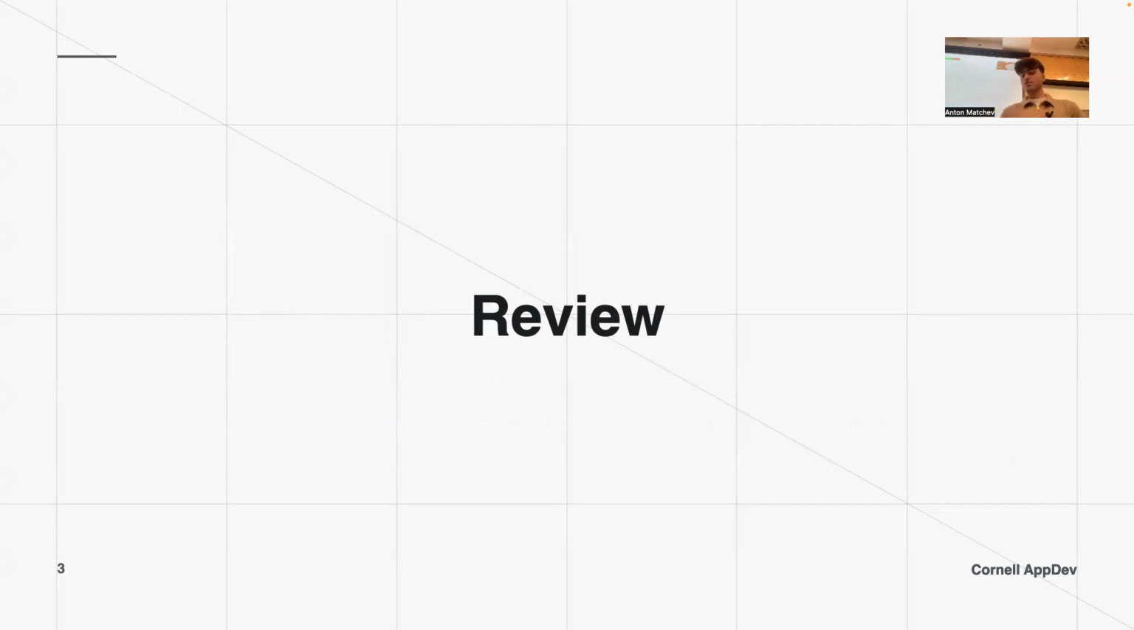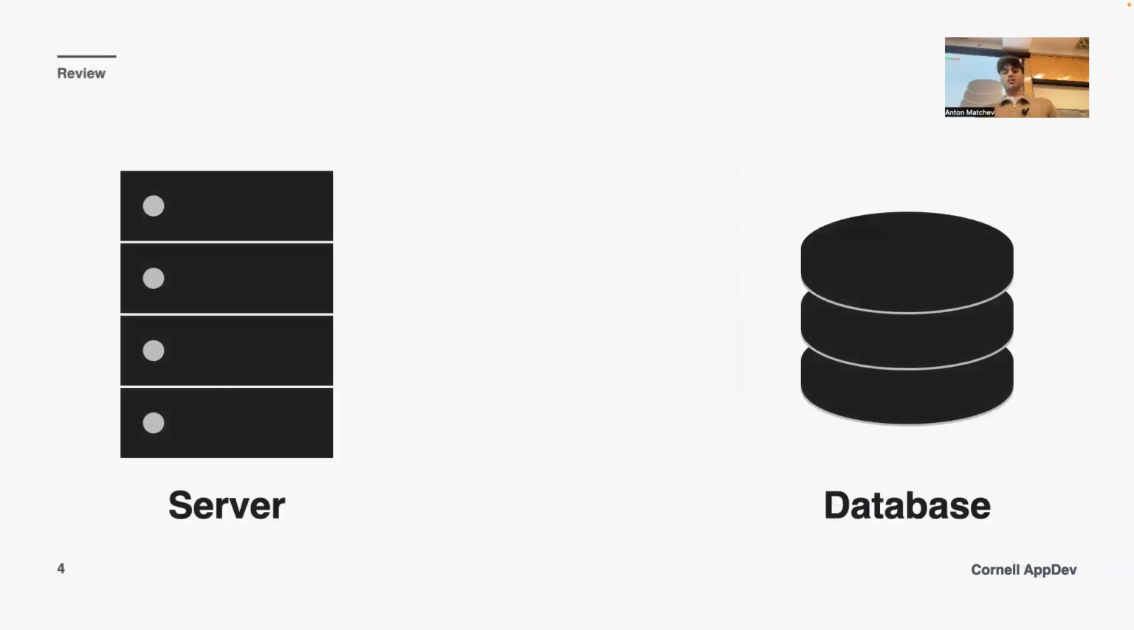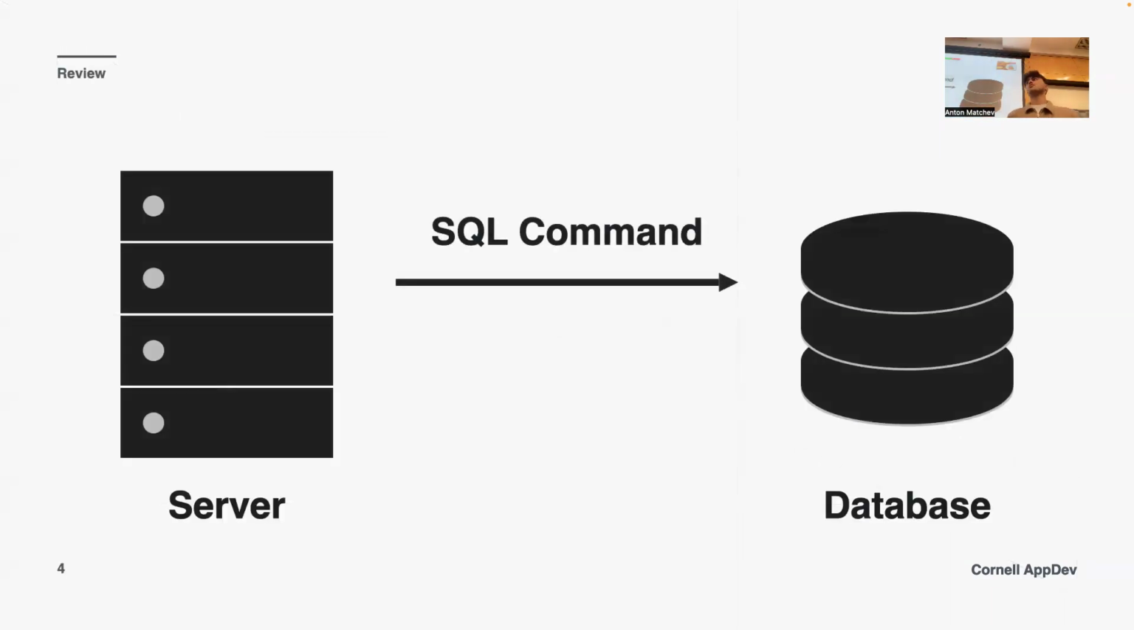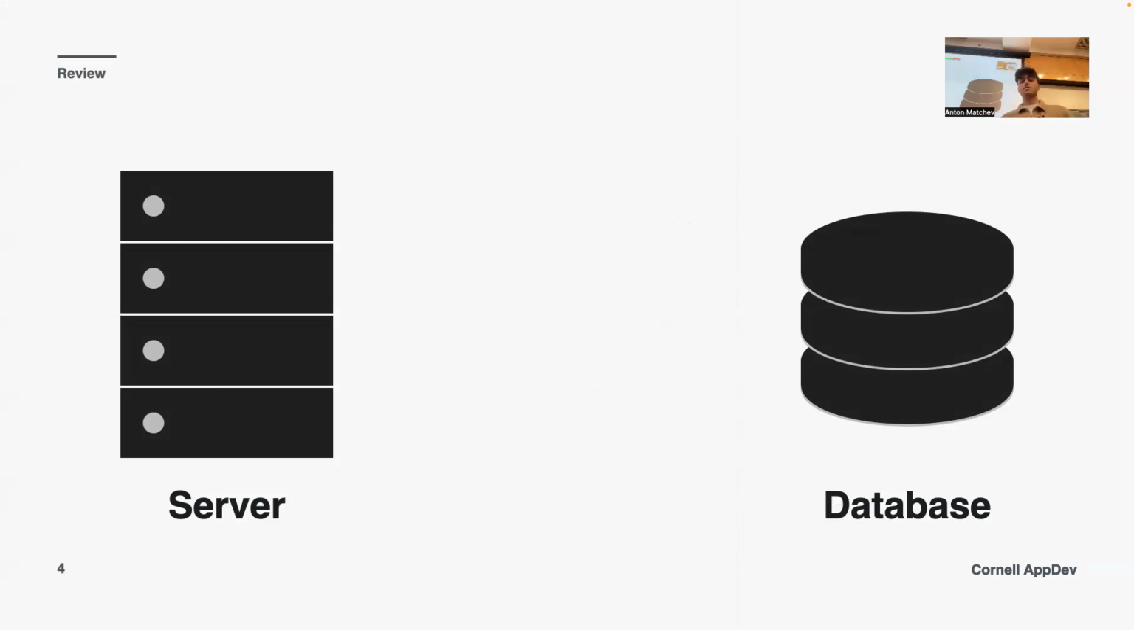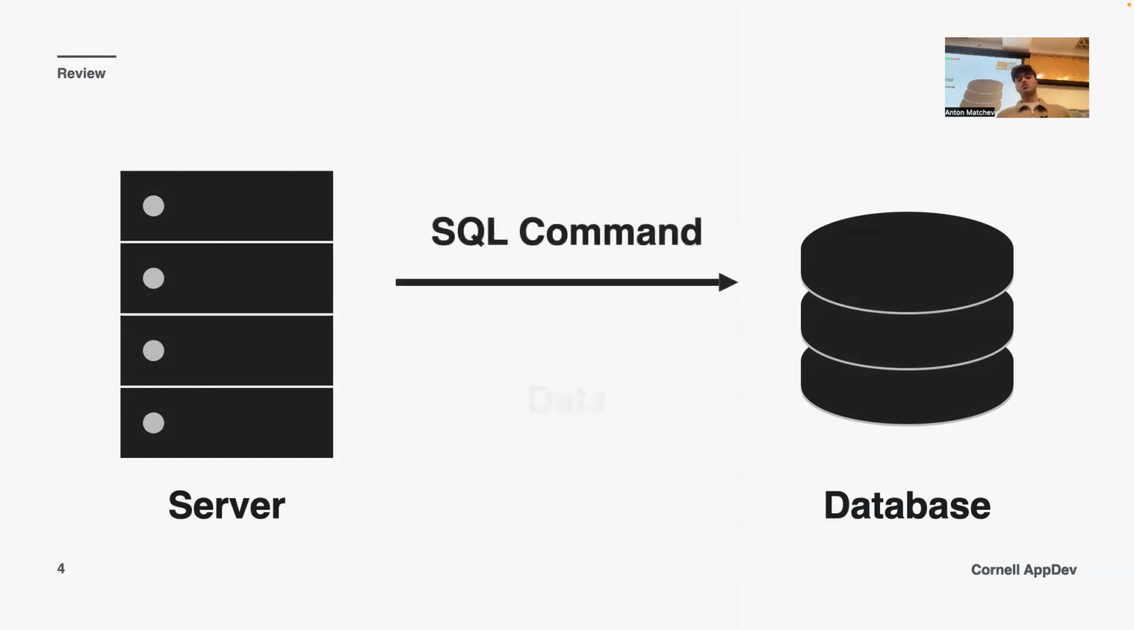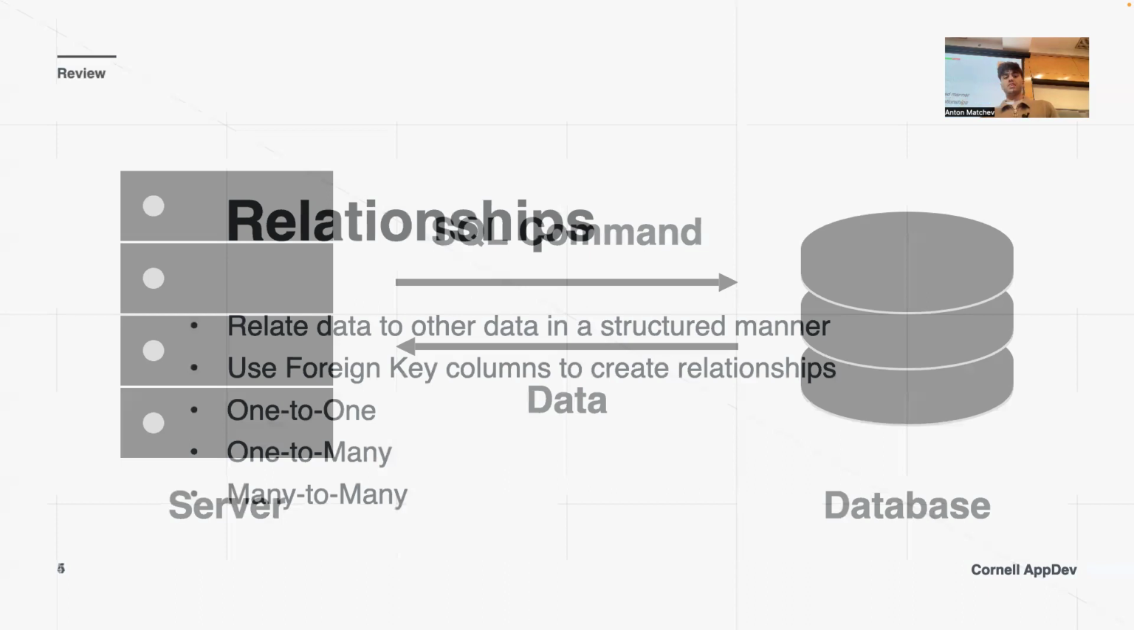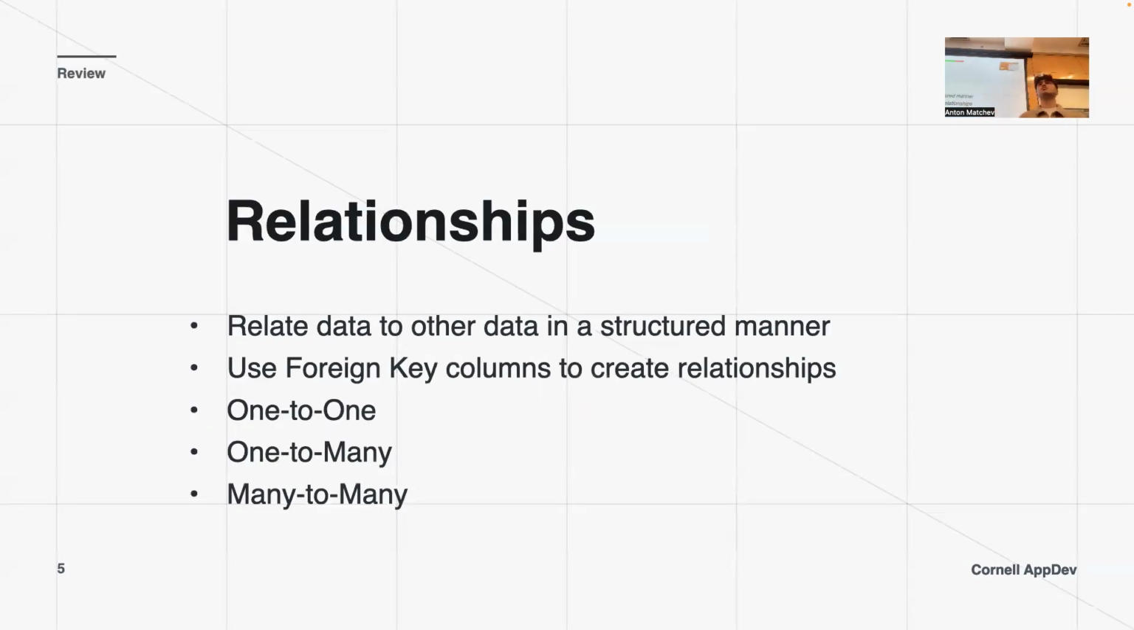Sounds good. So before we start abstractions, we'll go into a little bit of review from last week. Thinking of our client-server model, we have our server, and that interacts with our database through SQL commands. The server requests data from the database, and the database returns the actual data adhering to the SQL command. And the different types of data relationships we have in our database are one-to-one, one-to-many, and many-to-many. The way we make those is through foreign keys.